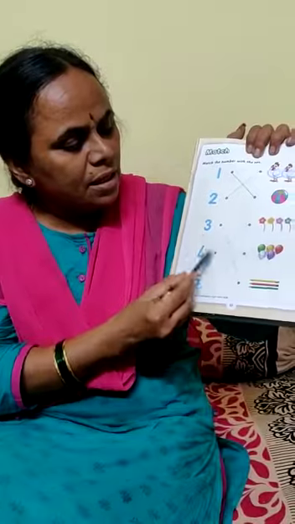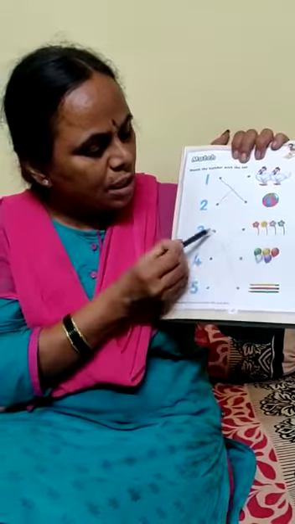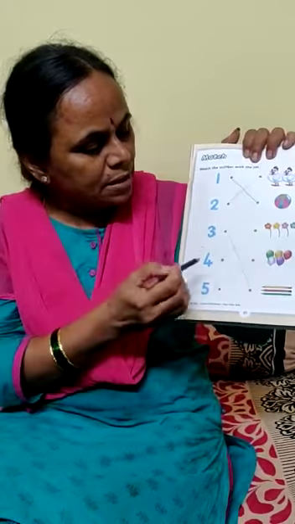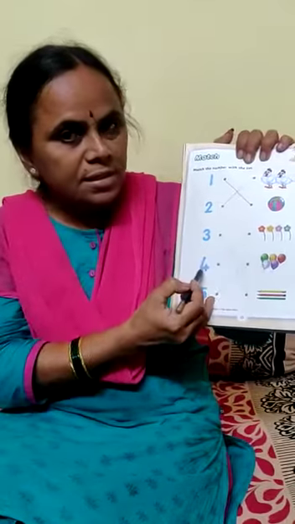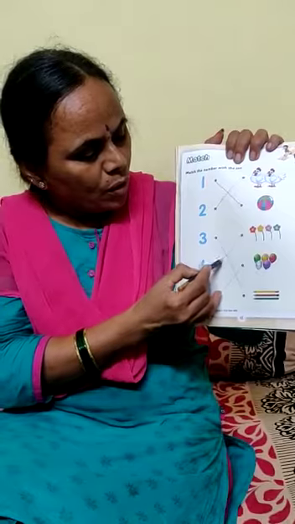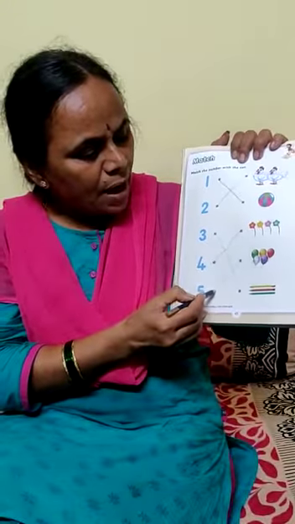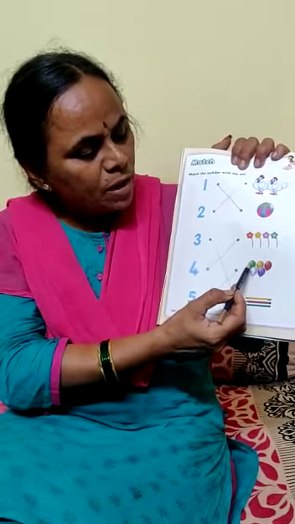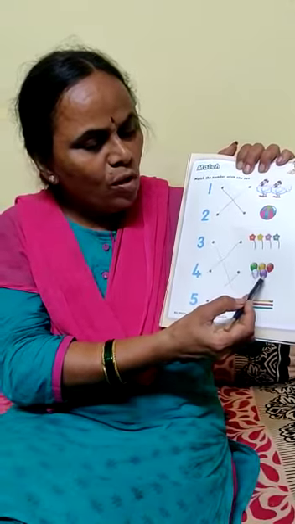This is number 3. Here are 3 pencils. 1, 2, 3. Match 3 number to 3 pencils. Here are 4 flowers. And this is number 4. And this is number 5. And match number 5 to balloons. How many balloons are here? 1, 2, 3, 4, 5 balloons.